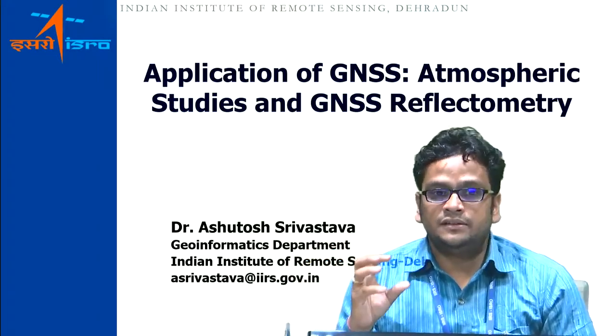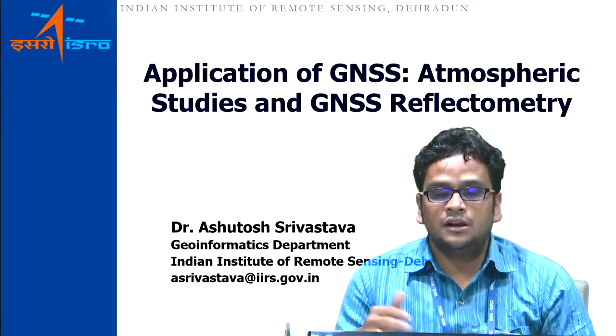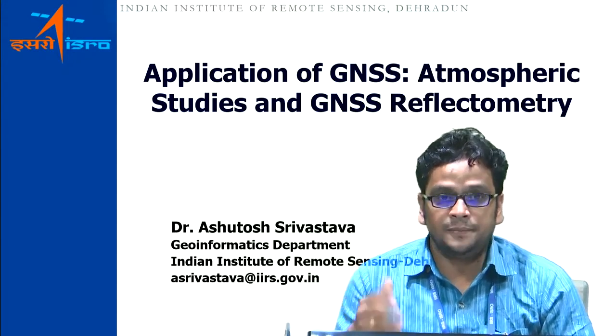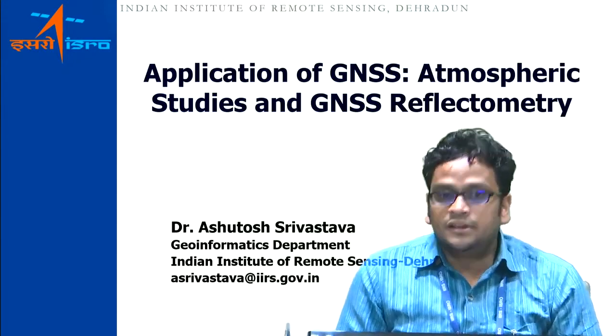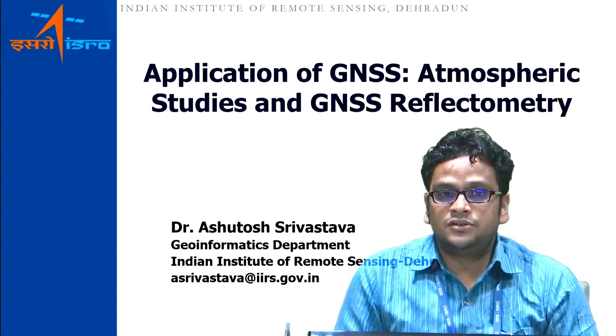We can place the GPS receiver at ground. On the ground we have two types, one static and another dynamic. We will discuss these things. And the third is basically the concept of reflectometry.